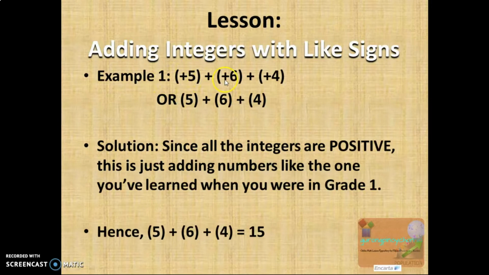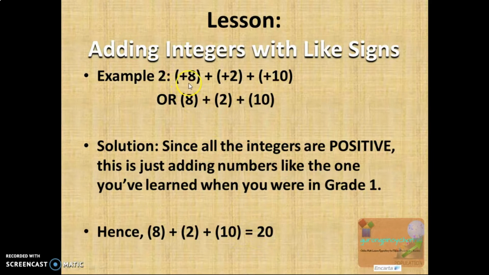Okay? Let's have the first example. Positive 5 plus positive 6 plus positive 4. Now, this is the same with the plus sign or without the positive sign. So, parehas lang sila. Now, the solution: since all the integers are positive, this is just adding integers like the one you have learned when you were in grade 1. So, parang yung natutunan mo lang nung grade 1 kung paano mag-add ng whole numbers. Hence, you have 5 plus 6, that is 11, plus 4. The answer is 15.